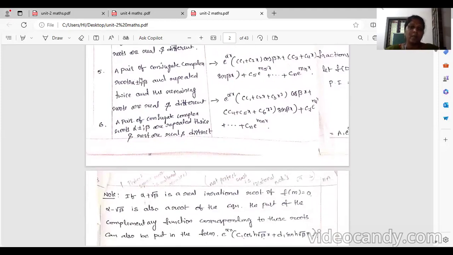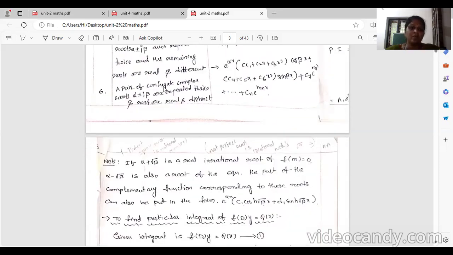Case 5: a pair of conjugate complex roots alpha ± i beta repeated twice. So the complex roots are repeated twice and the remaining roots are real and different. Then the complementary solution is e^(alpha x)[(c1 + c2 x) cos beta x + (c3 + c4 x) sin beta x]. Here the complex roots are twice repeated, plus then the real roots c5 e^(m5 x) and so on, plus cn e^(mn x).